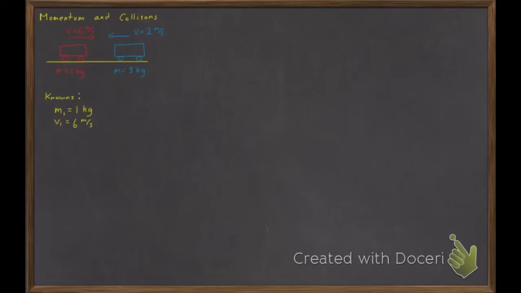Now by saying it's 6 meters per second, we are saying positive direction is to the right. So I'll draw a vector like that, and we'll label it as positive direction. We always have to choose what our positive direction is. So we'll say to the right is our positive direction. What else are our knowns? Well, our mass 2, we'll say is the blue cart, so the mass 2 equals 3 kilograms.